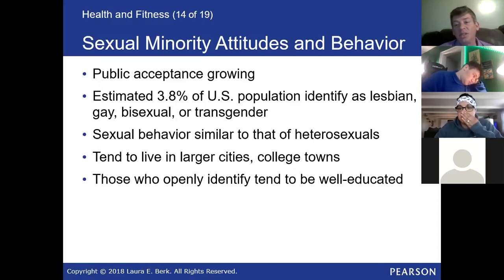Public acceptance is growing. An estimated 3.8% of the US population identify as lesbian, gay, bisexual, or transgender. It's actually higher than that. That's kind of low. It's like 5 point something, around 5%. Oh, you know what it is? Hold on. It's like 4 to 6% of men, and so we'll say five, and like 4% of women. So that's lower than both of them.